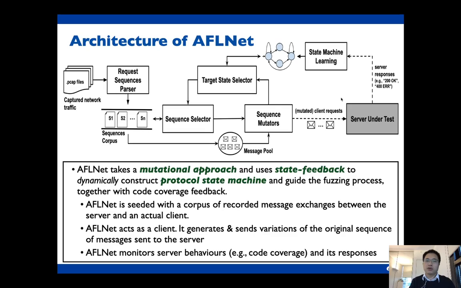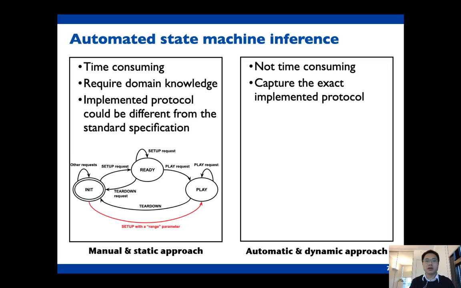Before that, I will talk about the state machine learning component, one of the key components that enable the effectiveness and efficiency of AFLNet. We decided to build an automatic and dynamic state machine inferencing algorithm for AFLNet. Compared to a manually crafted state machine, our approach has several advantages.